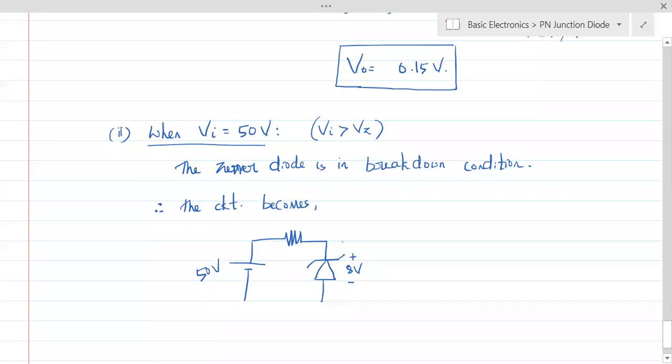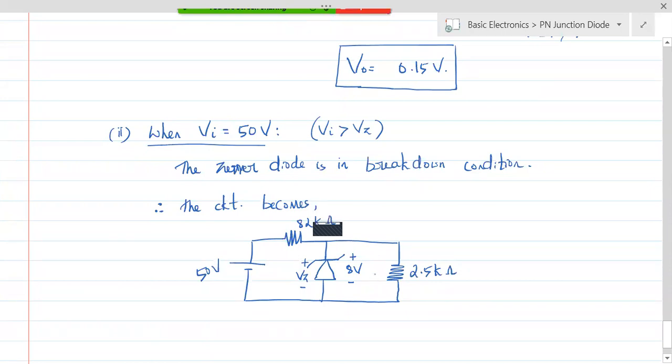Understand? This Vz would not change. This is Vz, mind you. Vz plus minus is 8 volts. Fine. Then you have the load connected here. The load is 2.5K. Everybody, this is 2.5 kilo ohm. This is 82 kilo ohm.